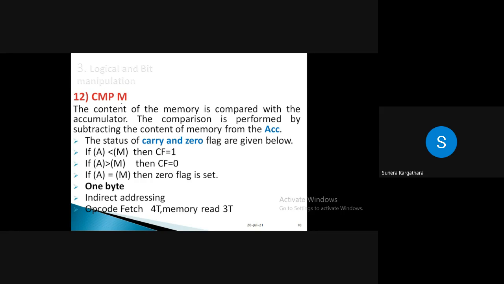Memory content से भी आप compare कर सकते हो. So that will be the same. After CMP you need to specify M. M indicates the content of the memory location which is specified by the HL pair. So that content and the accumulator will be compared. Again the condition is the same. It will occupy only 1 byte of memory. And here we are specifying the memory location not directly but indirectly in the HL pair, so it will use indirect memory addressing.